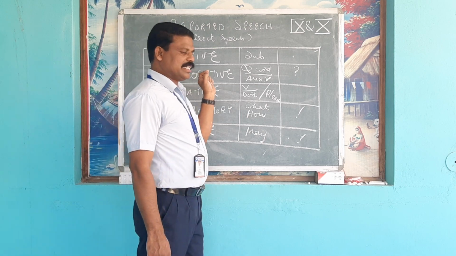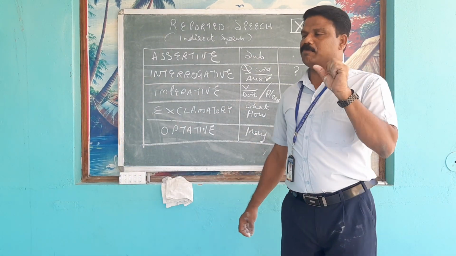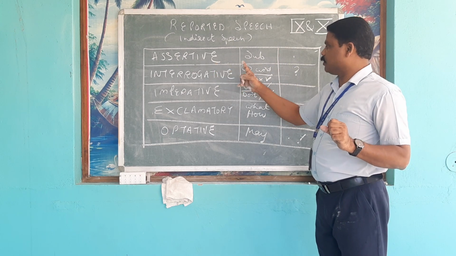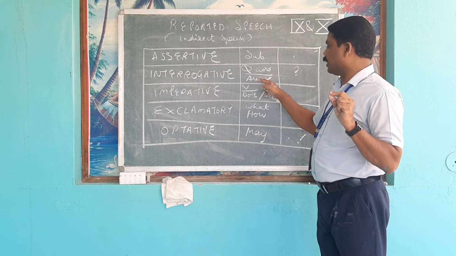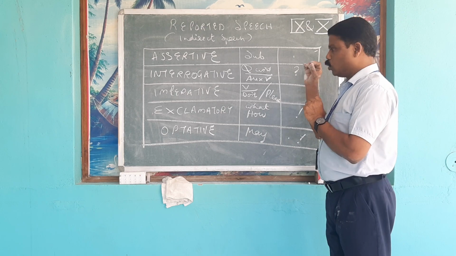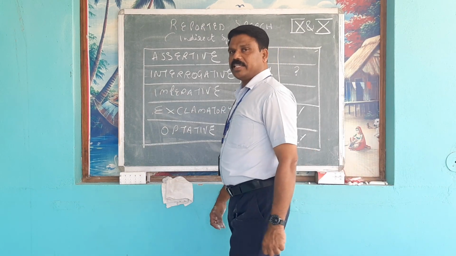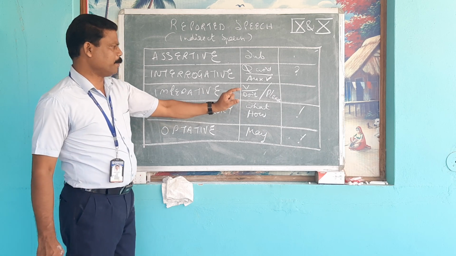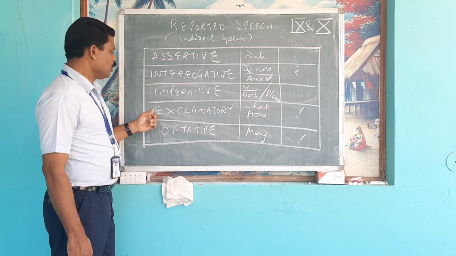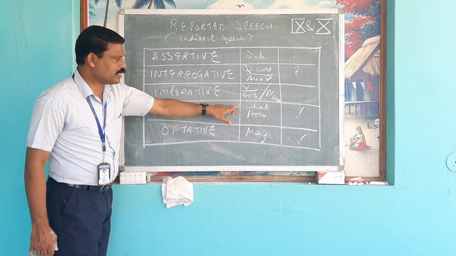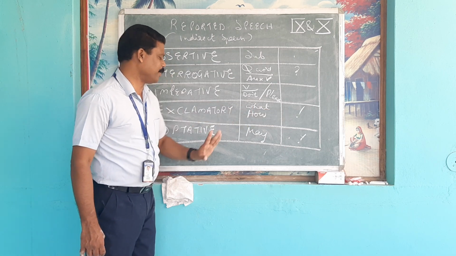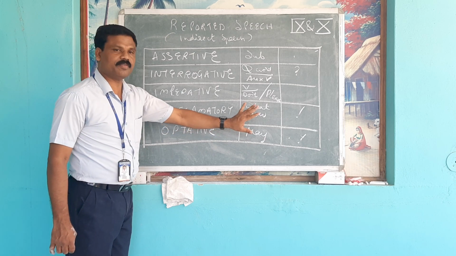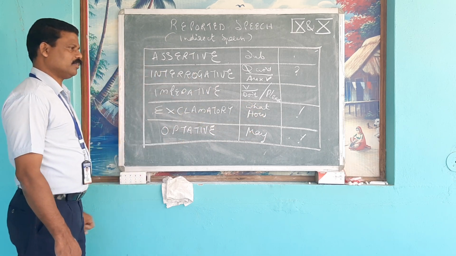So, assertive sentence starts with a subject and ends with a full stop. Interrogative sentence starts with a question word or an auxiliary verb, and ends with a question mark. Imperative sentence starts with a verb or don't, or you can see the presence of please. Exclamatory sentence starts with what or how, ends with the exclamation mark, and optative sentence starts with may and ends with the exclamation mark.